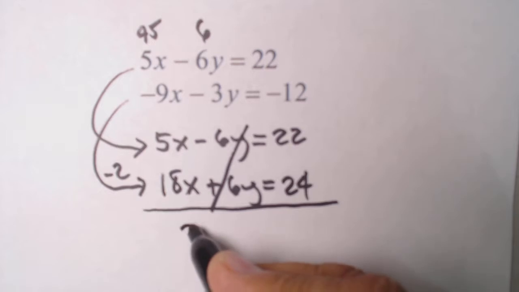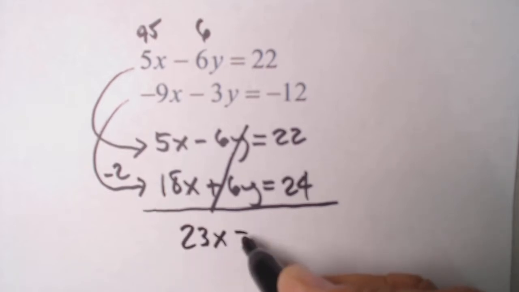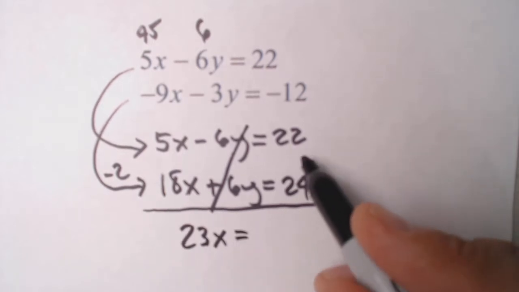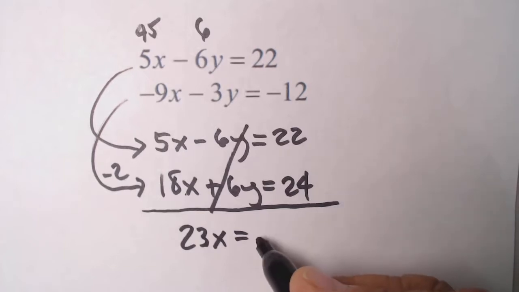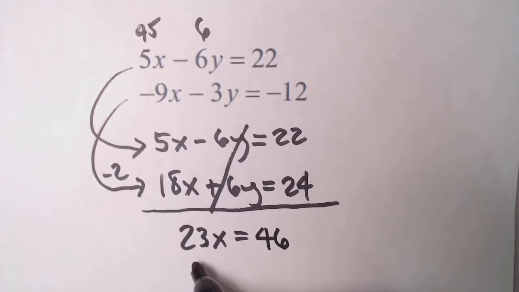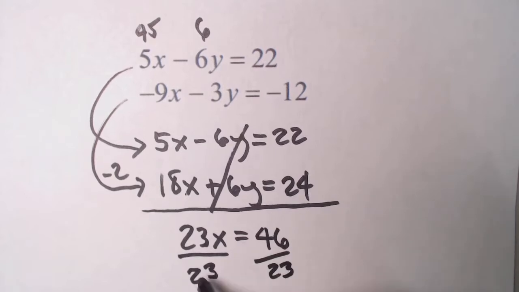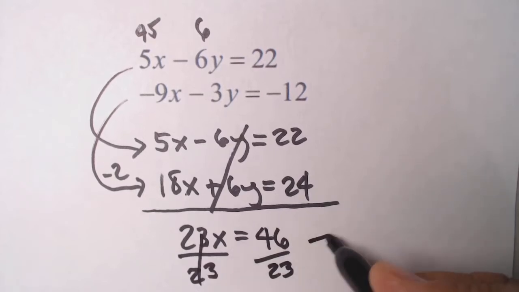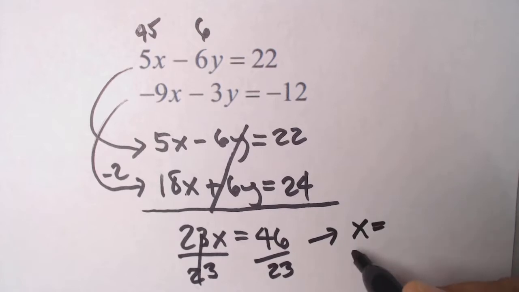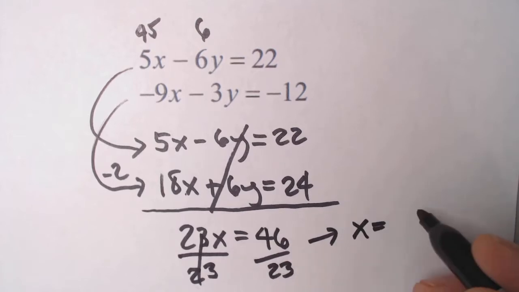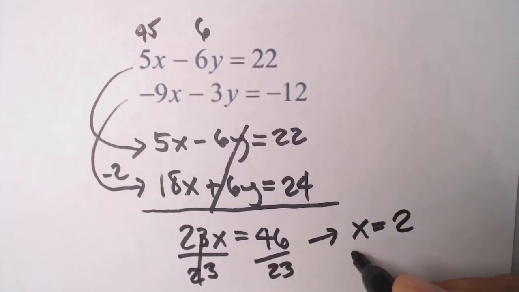So I end up over here with 23x equals, well, let's see, what do we got here? Is it 46? Okay, divide both sides by 23. Okay, looks like we got x equal to 46 divided by 23. I think it's just 2, isn't it? So there's half our solution.